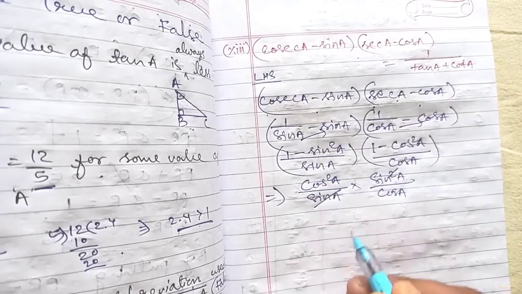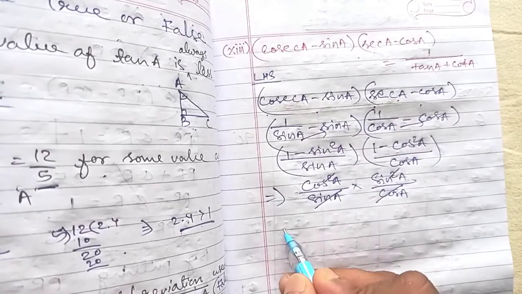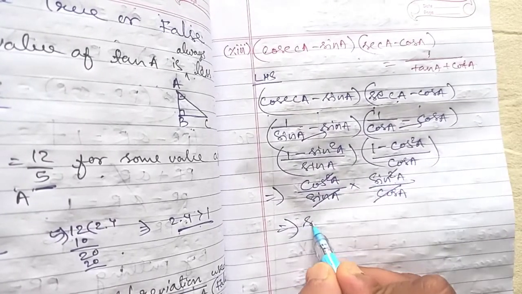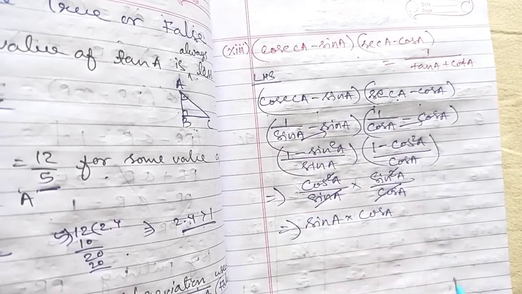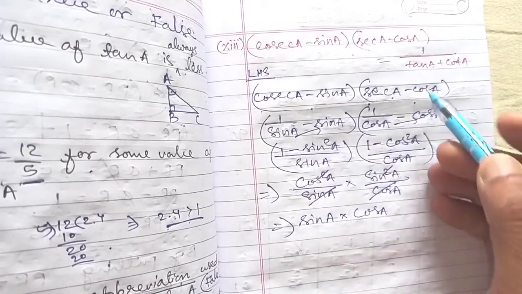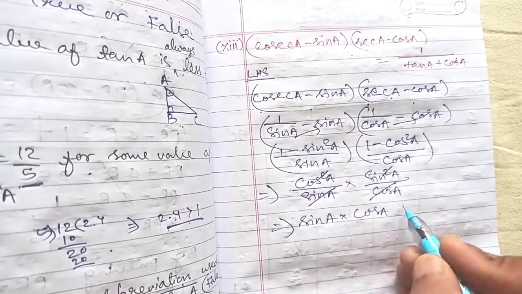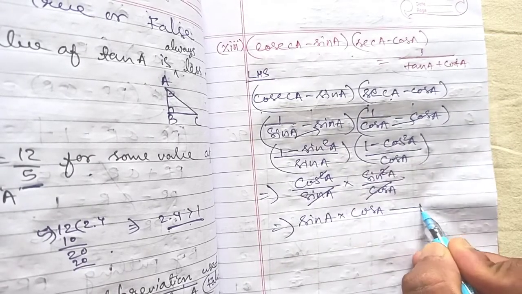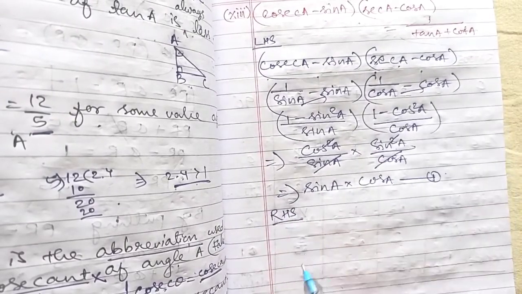We can cancel. Okay, same terms are there in numerator and denominator, we can cancel. So what is left? This is sin a into cos a. Okay, so this much only we got by solving LHS, but we have to get this as RHS. Okay, so what we will do, we will keep this one as it is, equation 1. Okay, now I will take RHS.